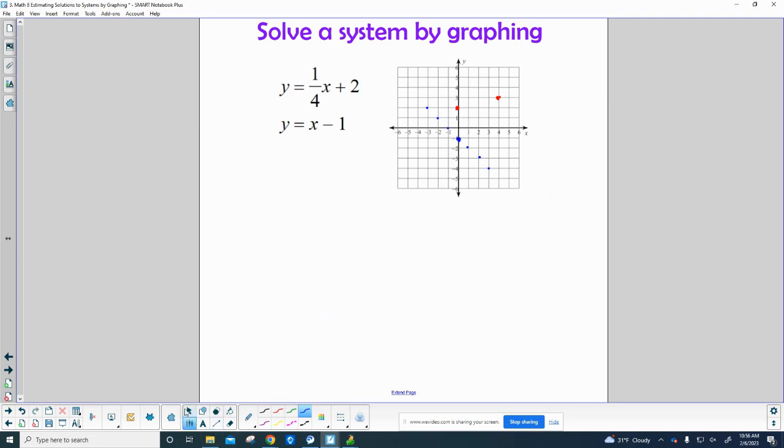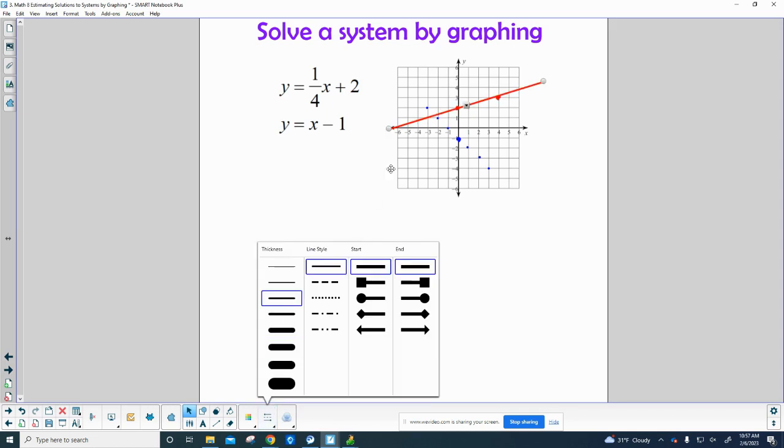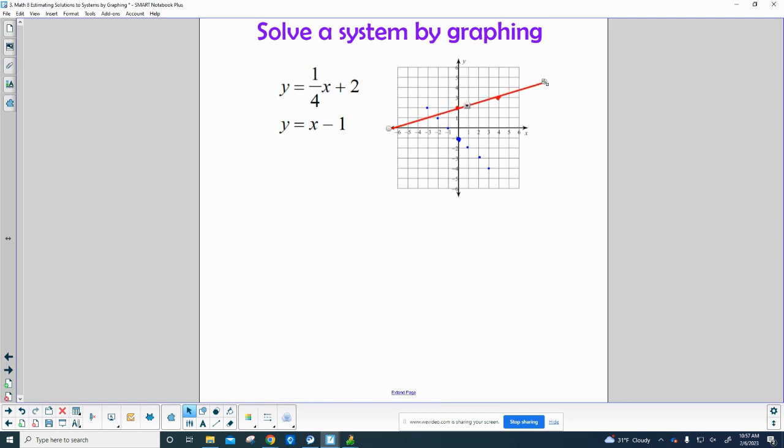So I'm going to grab my line tool, and we'll start with our red line. Our red line's going to come down through here. Something like that. And I've got kind of a fat line. Maybe we better make it not quite so fat so we can actually see where it's going. Okay, and if you notice, we're just a little off on a couple of our points. So I'm adjusting that. All right, so there's our first one, 1/4 x plus 2.